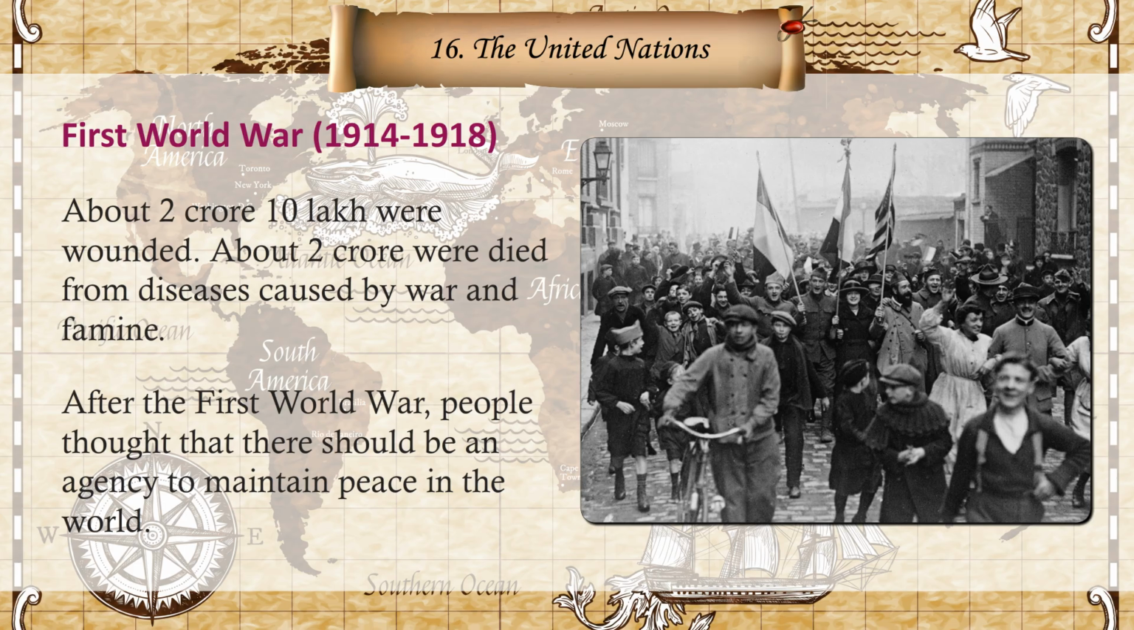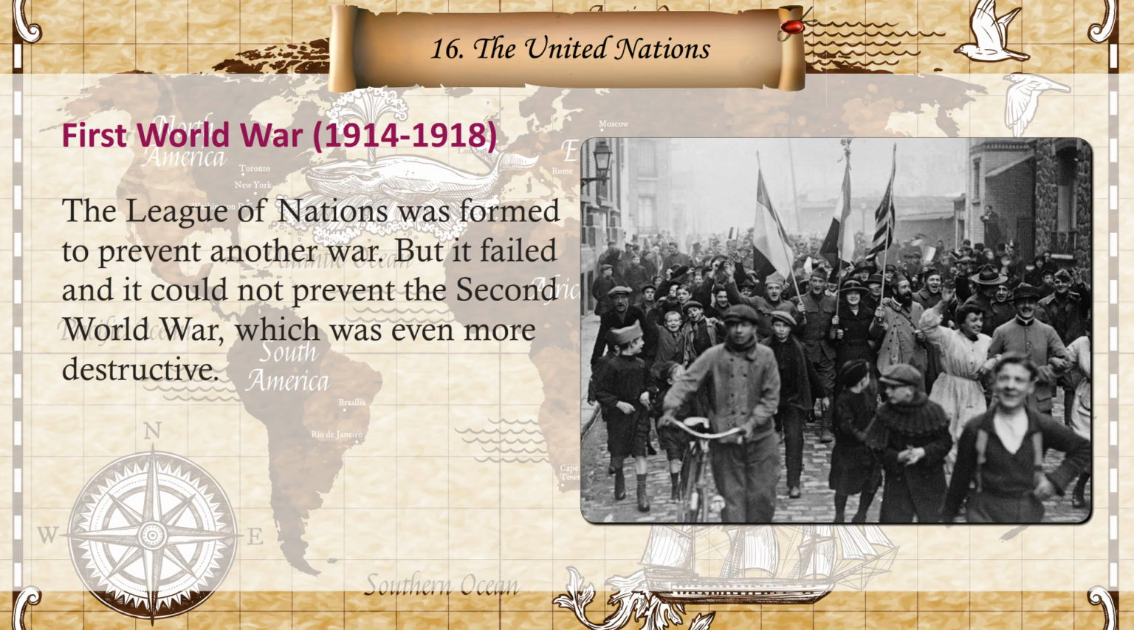After the First World War, people thought that there should be an agency to maintain peace in the world. The League of Nations was formed to prevent another war. But it failed and it could not prevent the Second World War, which was even more destructive.